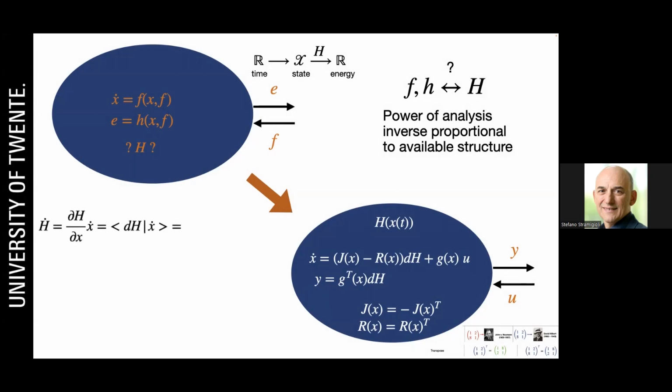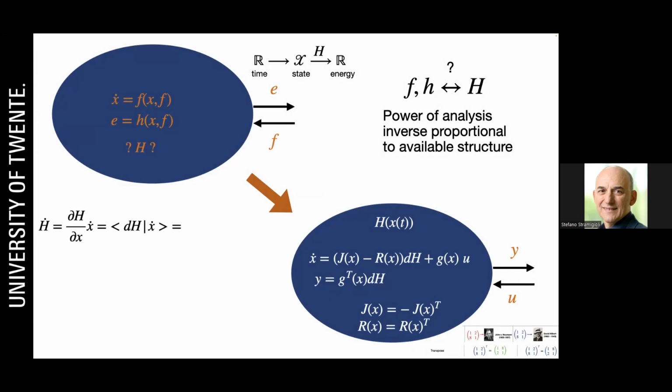But why is that important? Why is that structure useful? Well, this is the reason. If you take H dot, it's the partial derivative of H with respect to x times x dot. Well, that is the natural pairing of dH and x dot.